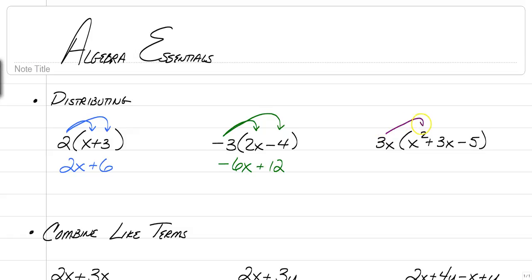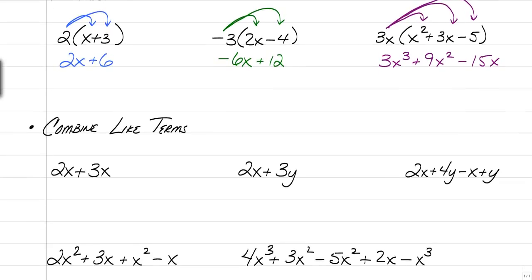You're going to multiply 3x to all 3 terms of the parentheses. So 3x times x squared is a 3x cubed. 3x times 3x is going to give you a 9x squared, and 3x times a negative 5 is a negative 15x. Okay? So that is your refresher on how you distribute. The next one we're going to talk about is combining like terms.